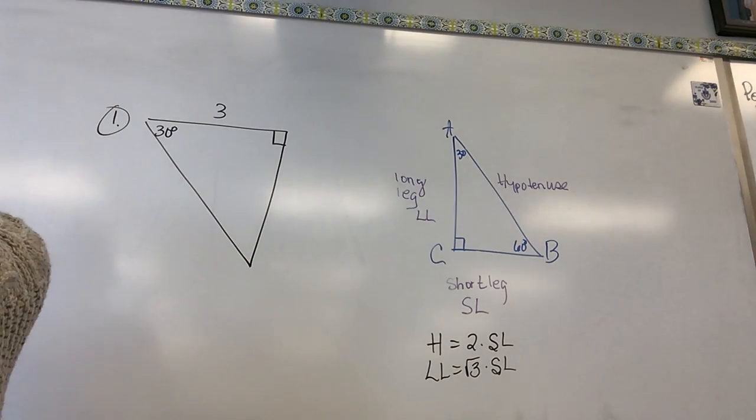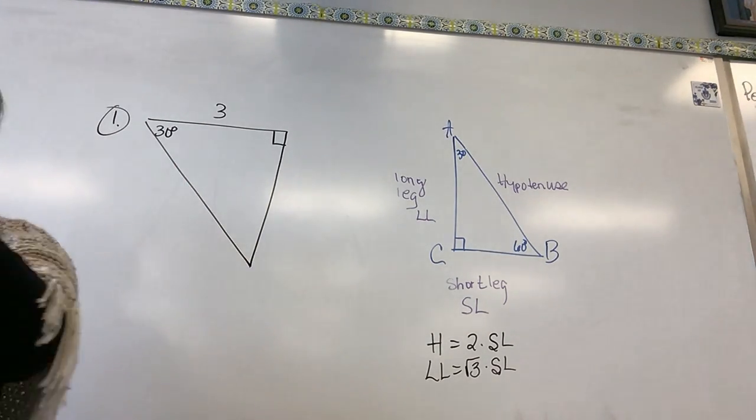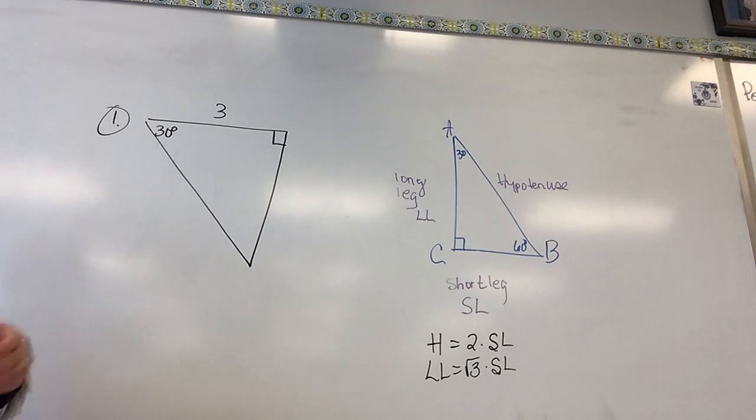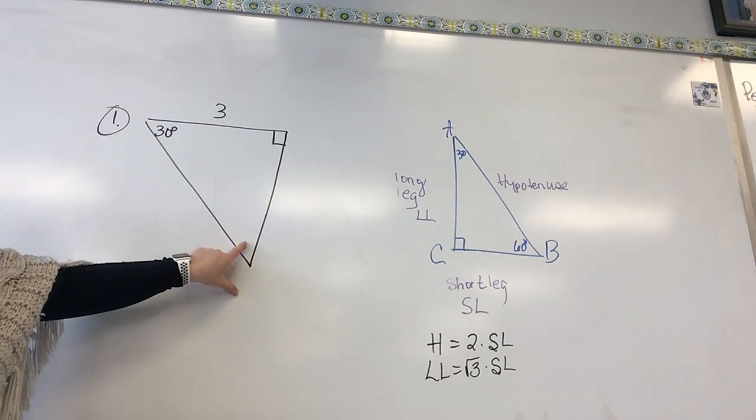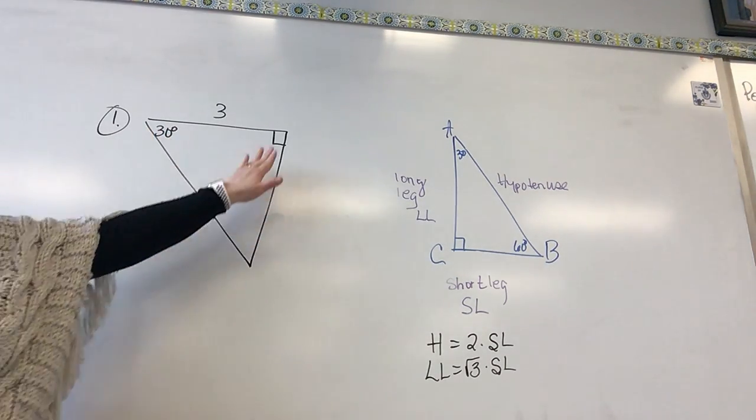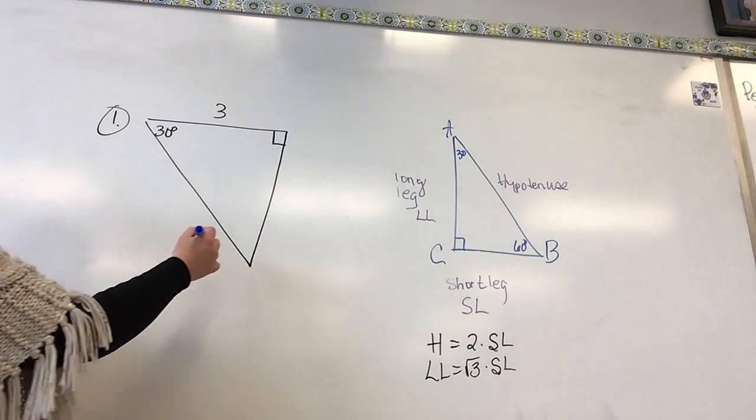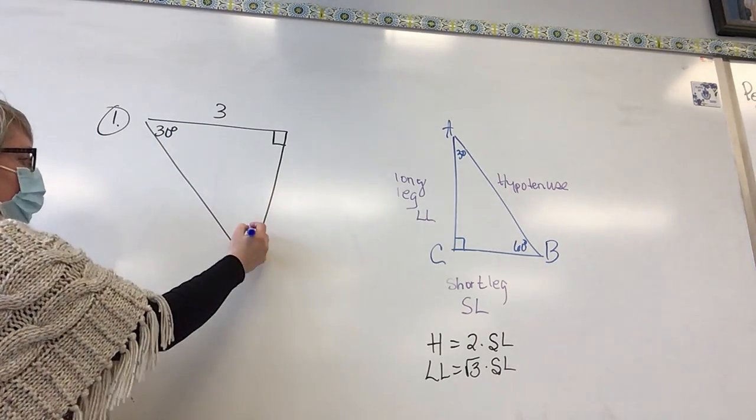So what is our goal of this chapter again? It is to find all 3 sides and all 3 angles. So we can easily find this angle, because there are 180 degrees in a triangle, this is going to be 60, because we already have a 90 and we have a 30.